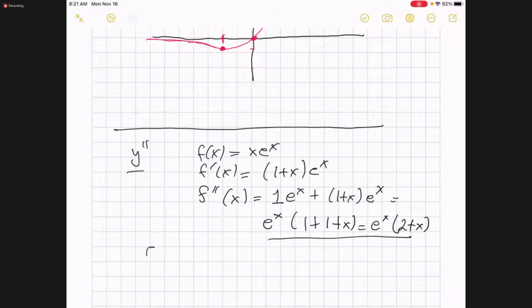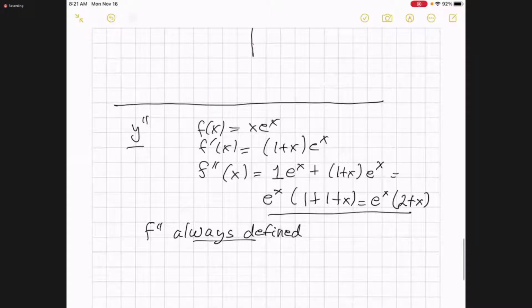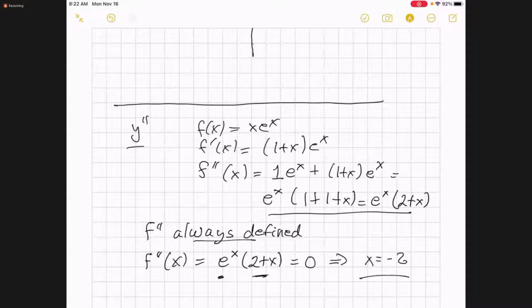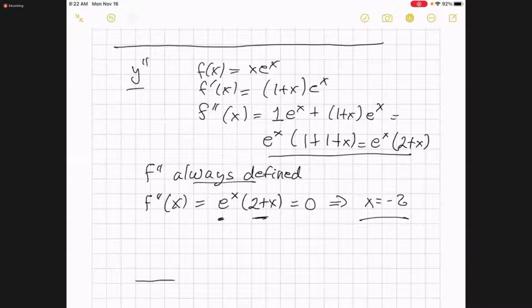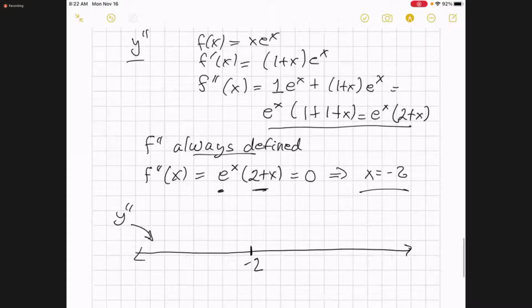And again, this one is always defined. So you don't get any critical numbers out of f double prime not being defined, but f is. I do get a critical number out of setting f double prime equal to zero, though. Probably you can see what it is. E to the x is always positive, but x plus 2 can be negative, can be 0 when x is negative 2. Okay. So then a number line for y double prime. And minus 2 is the only possible, well, point of inflection, but let's check concavity.